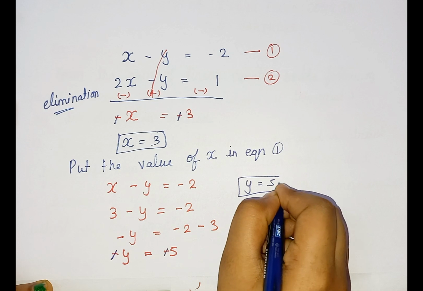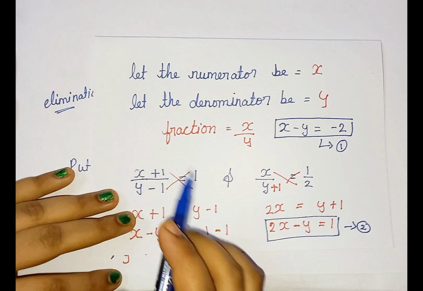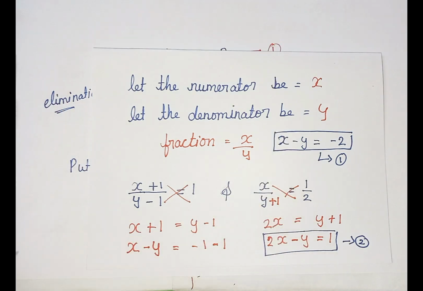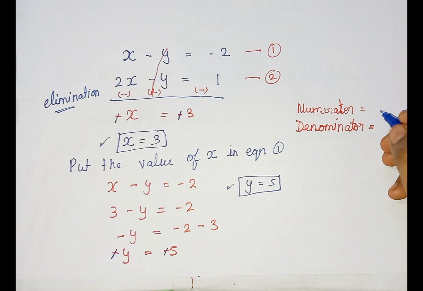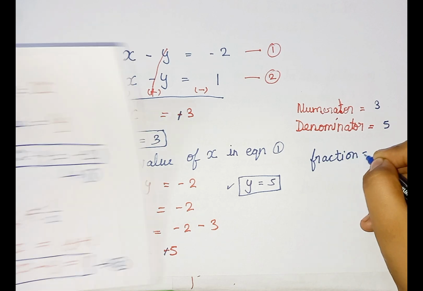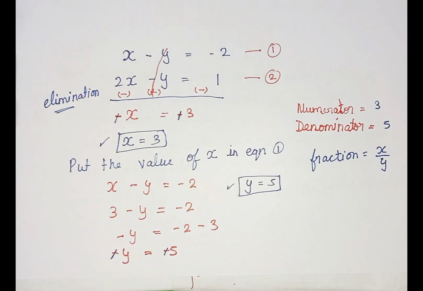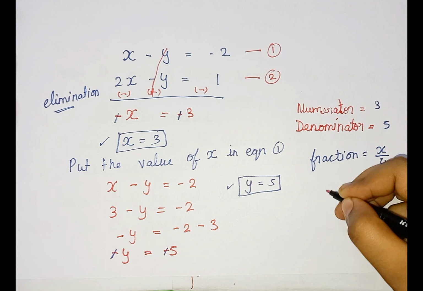So we got the x value and the y value. Here we took the numerator as x and the denominator as y. Now we know the x value and the y value, so we can write it. The numerator we took as x, the value is 3, and the denominator we took as y, the value is 5. Then what is the fraction, guys? We took the fraction as x by y. Now we know the values for x and y, so the fraction is 3 by 5. So this is our answer.